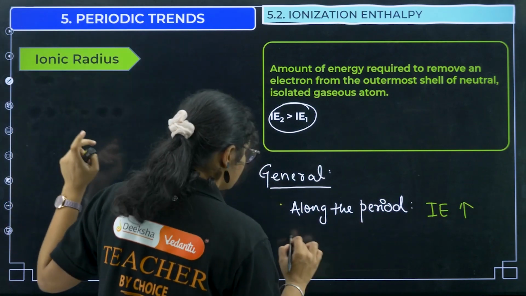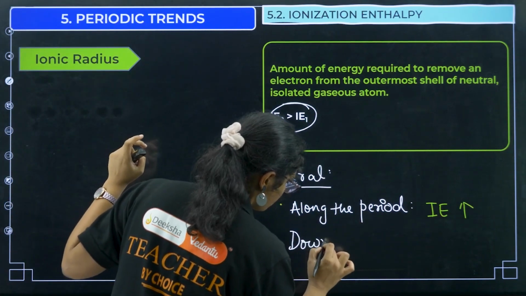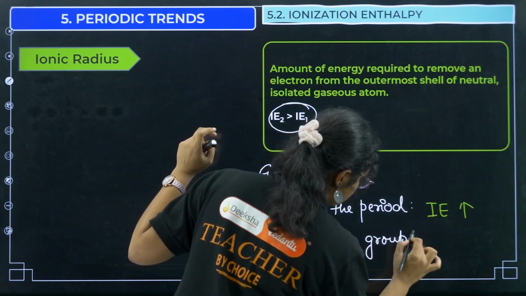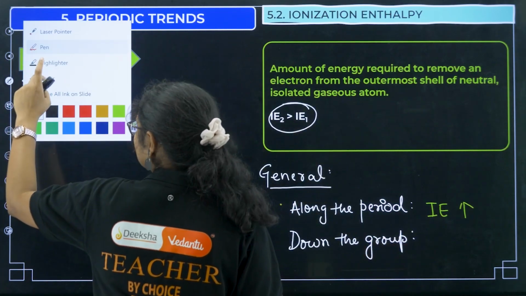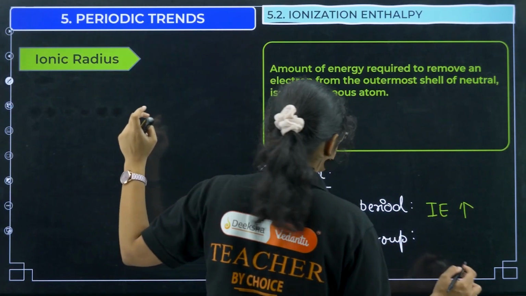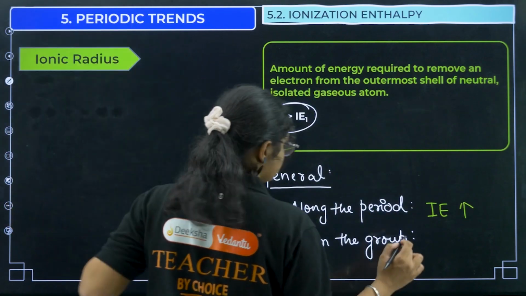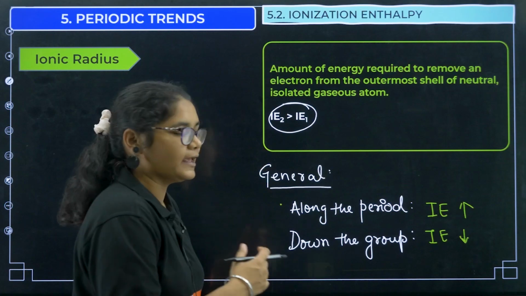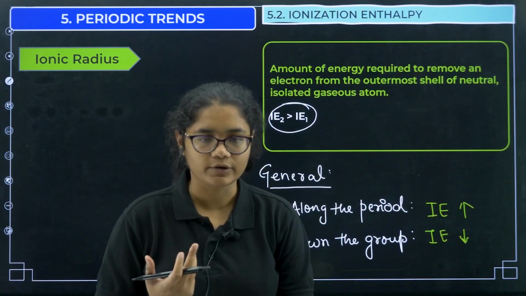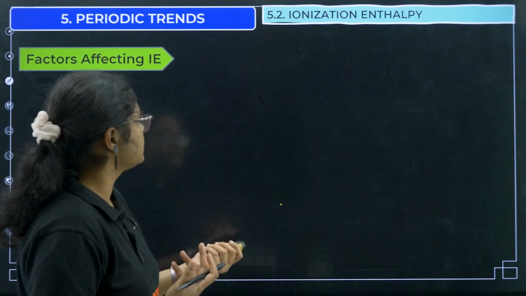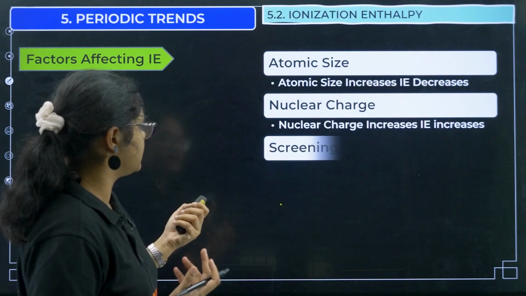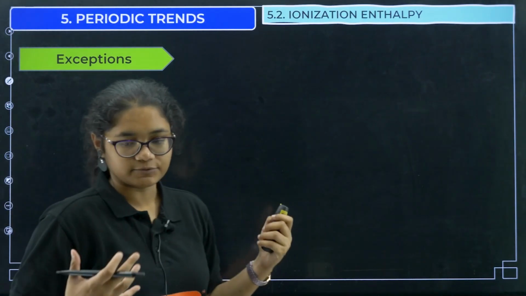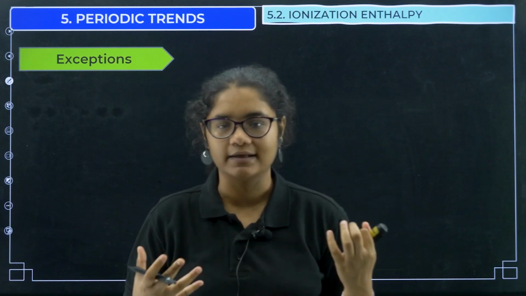Next, if you see down the group, what happens? Size is increasing, so that is why ionization energy will decrease, right? Ionization energy decreases down the group, and along the period it increases. Okay, fine. Next we have factors. We have already discussed all the factors. Okay, now coming to the exceptions. Some exceptions that we have studied here.